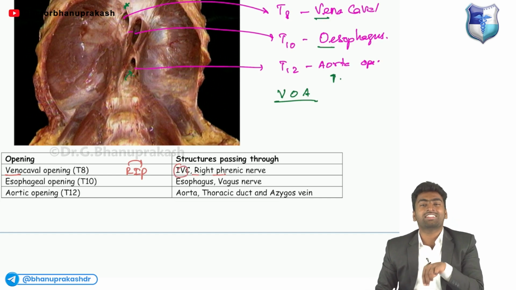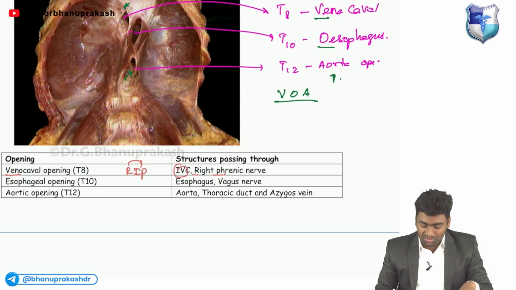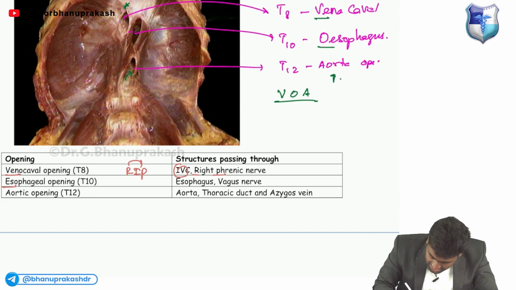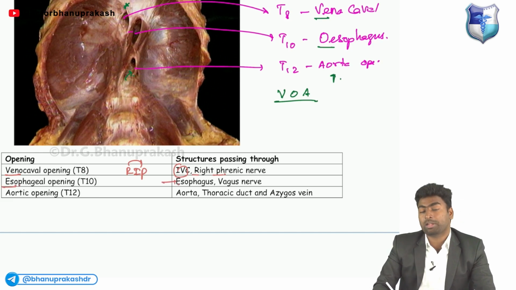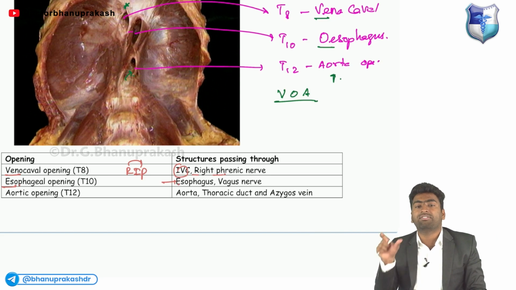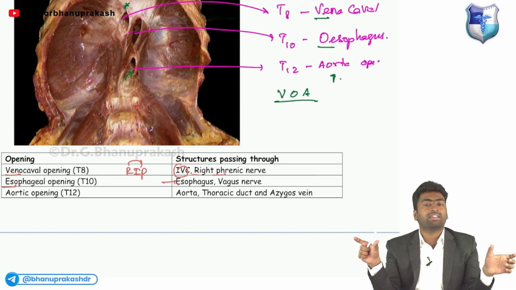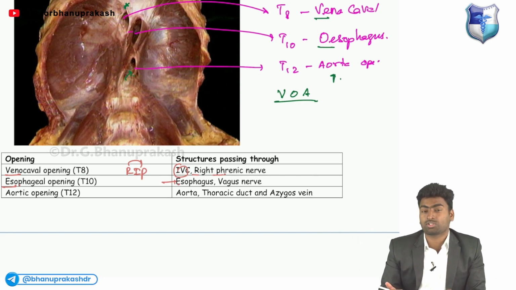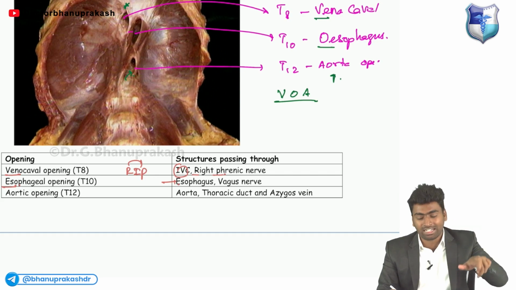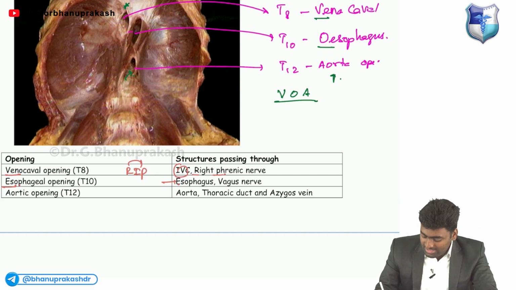Right phrenic nerve and the inferior vena cava will pass through the vena cava opening. Whereas the esophageal opening, remember esophagus and vagus. So esophagus and vagus both pass at T10. Remember, this esophageal opening at the level of T10 gives passage to the esophagus and vagus.